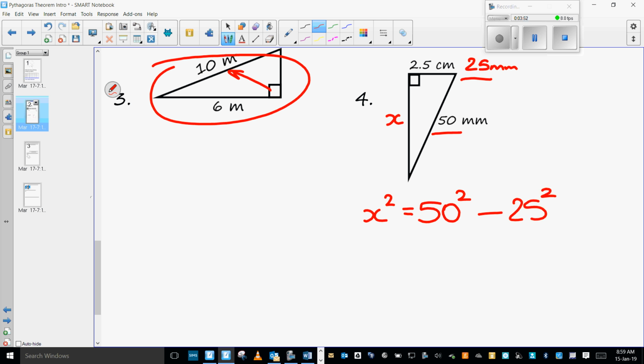And then to find x, Maya, this was something we got there in the end. If we have the answer to x squared and we want to find x, what are we going to do to it? What's the opposite of squaring something? Can you remember?